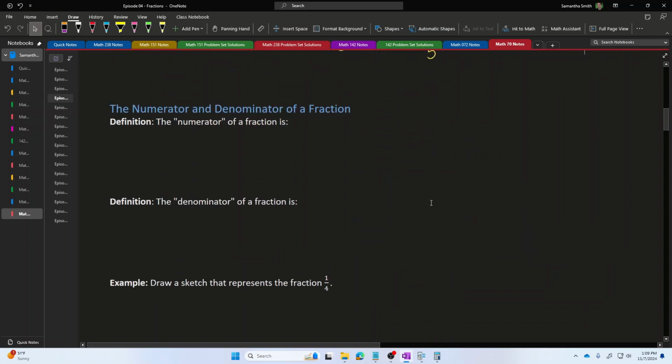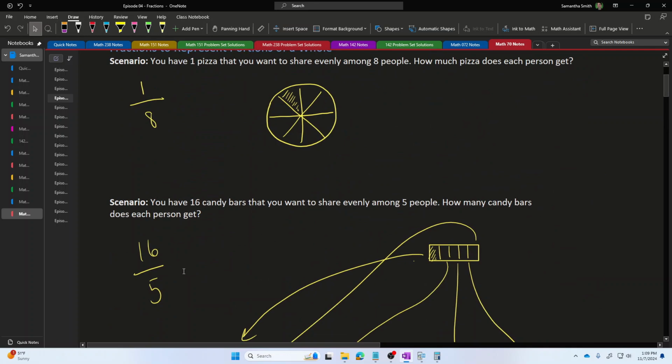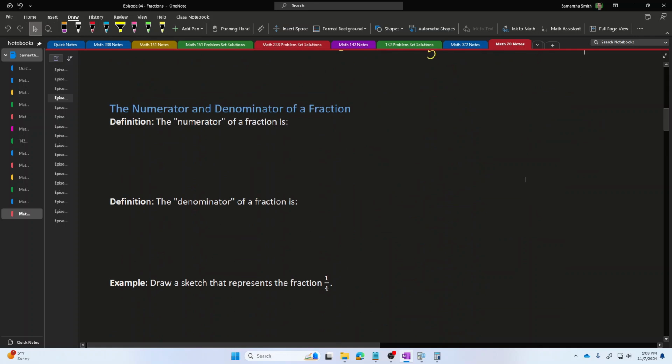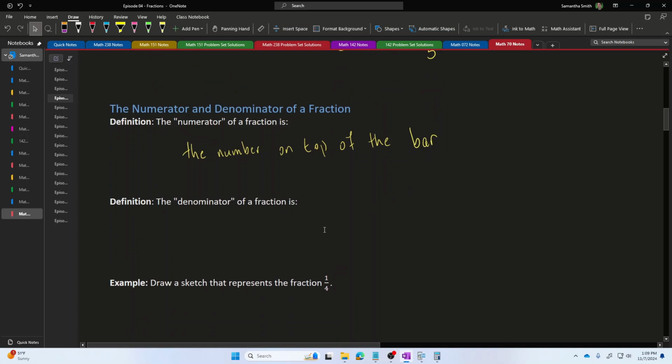Now, when we're working with fractions such as 1/5, 16 over 5, or 1 over 8, the number at the top of the fraction, the number over the bar, is what's called the fraction's numerator. The numerator of a fraction is the number on top of the bar. The denominator refers to the number that is underneath the bar.